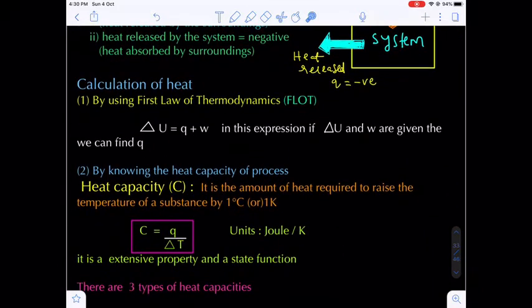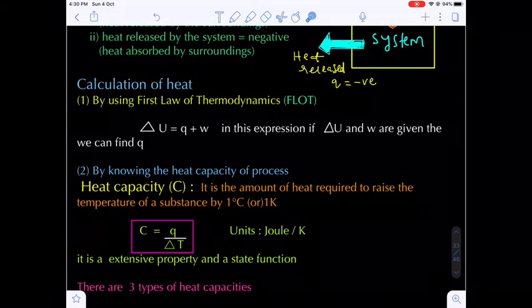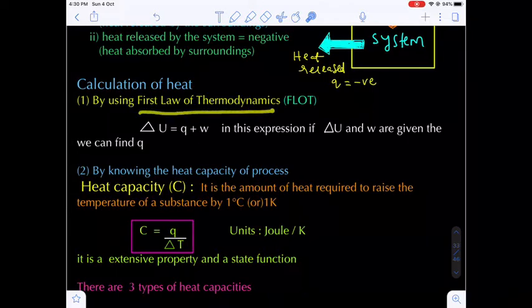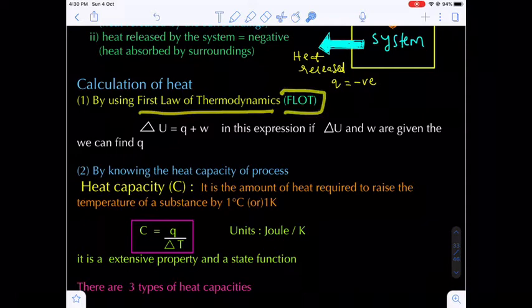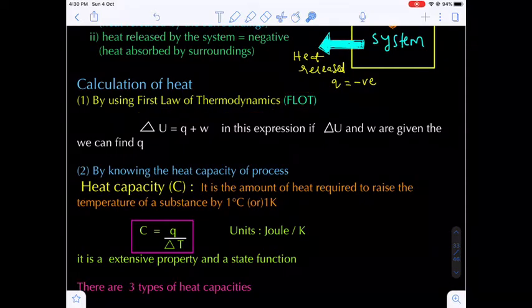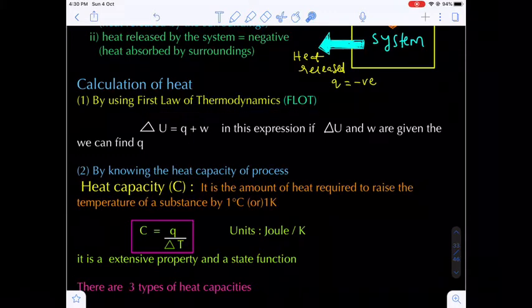So this is a very important sign convention of heat. Now, how to calculate the heat? There are two methods to calculate the heat content. The first one is the first law of thermodynamics, called FLOT. According to the first law of thermodynamics, the total energy of system and surroundings remains constant. It is also nothing but the law of conservation of energy. That is, energy neither can be created nor destroyed, but it can be transferred from one form to another form.